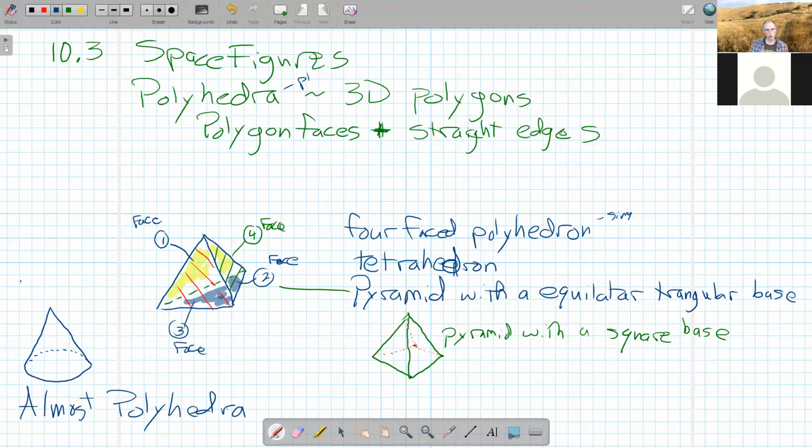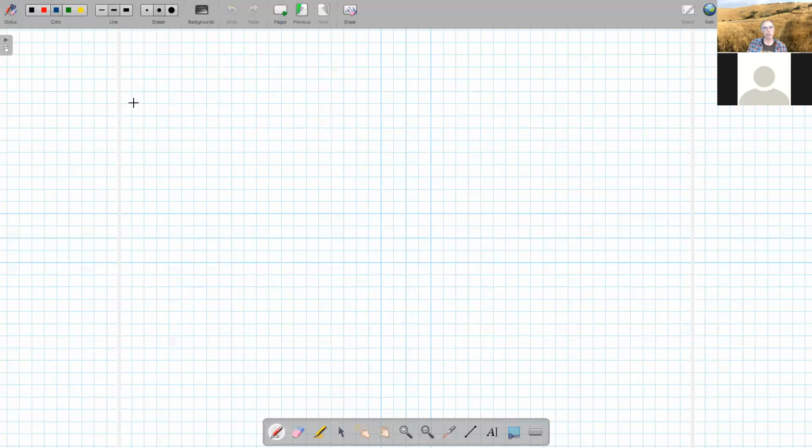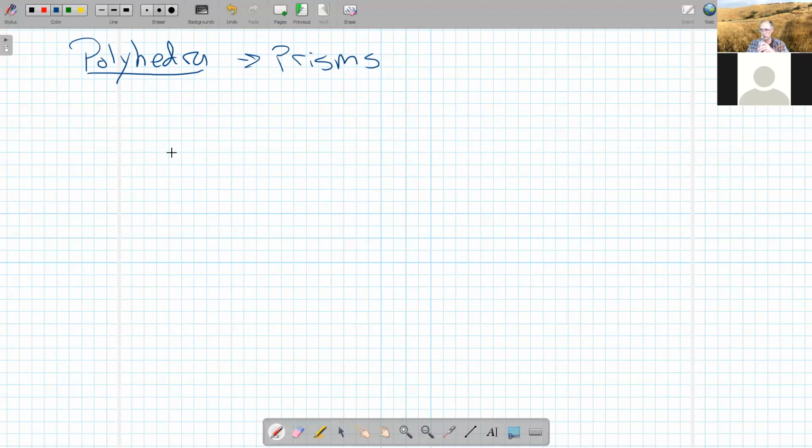So this would be called a cone. And a cone is also a type of pyramid, which is kind of cool. So we'll also be looking at some almost polyhedra type shapes. And one example is a cone. Other types of shapes we're going to take a look at that are polyhedra would be called prisms. And so if you think, does anybody remember using the word prism somewhere and what it was for?